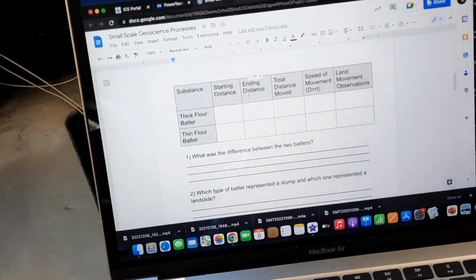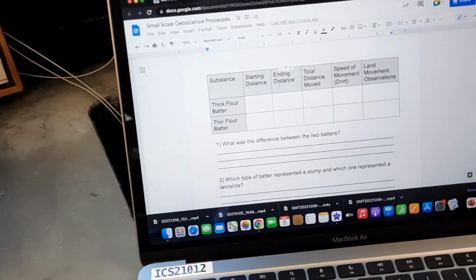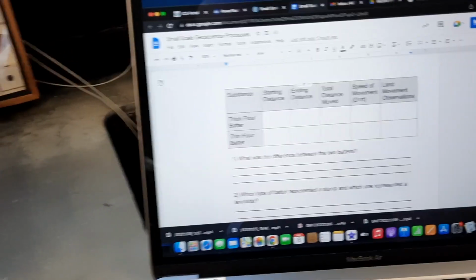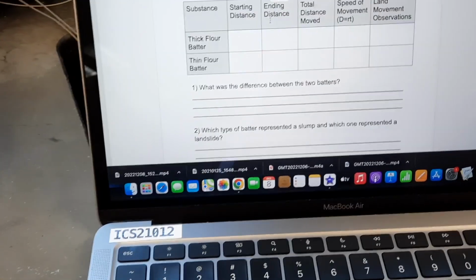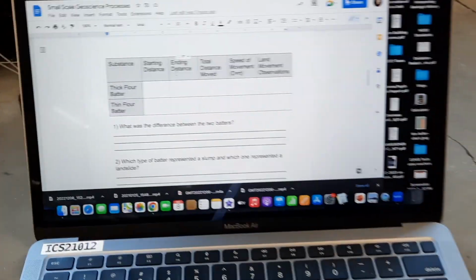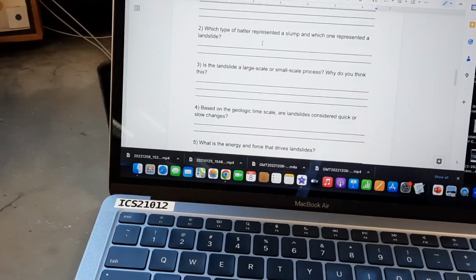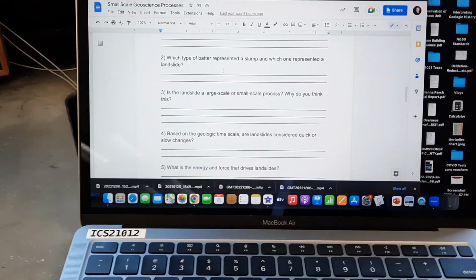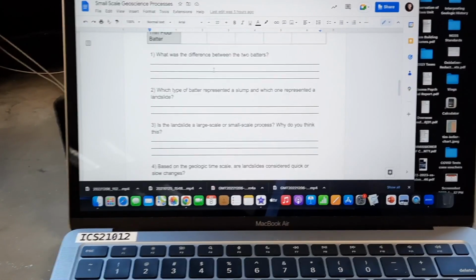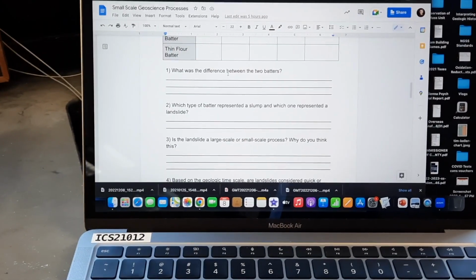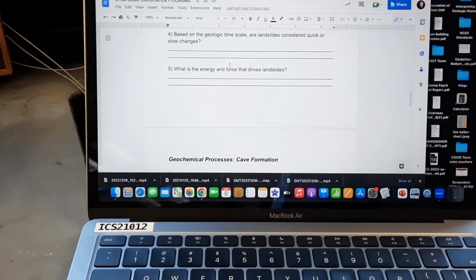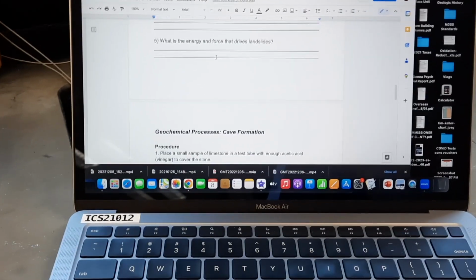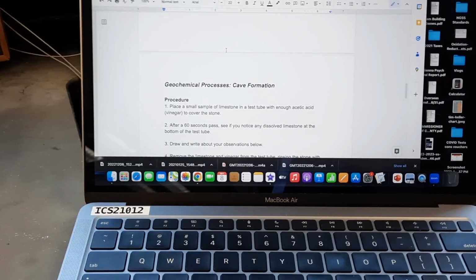Okay, and then for land movement observations, use words like very slow, slow, fast. Yeah, you think of your own descriptive words. And then make sure you answer the questions below where it talks about landslide or slump. You can do some research on Google for that. All right, so we'll move on to the cave formation with limestone and carbonic acid.